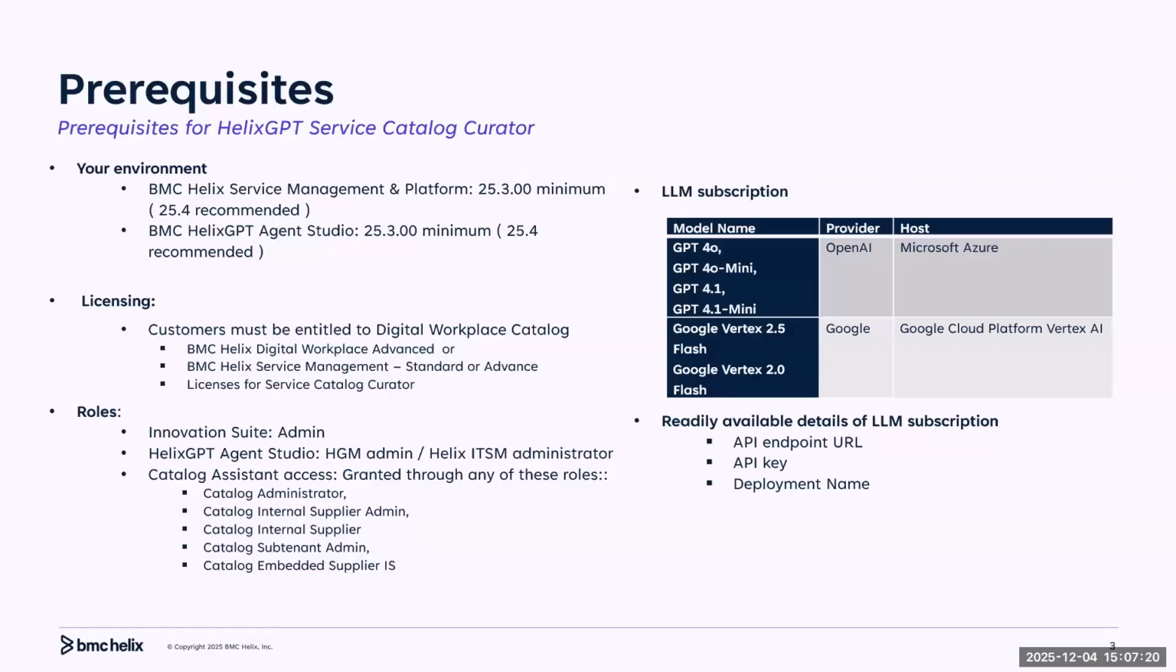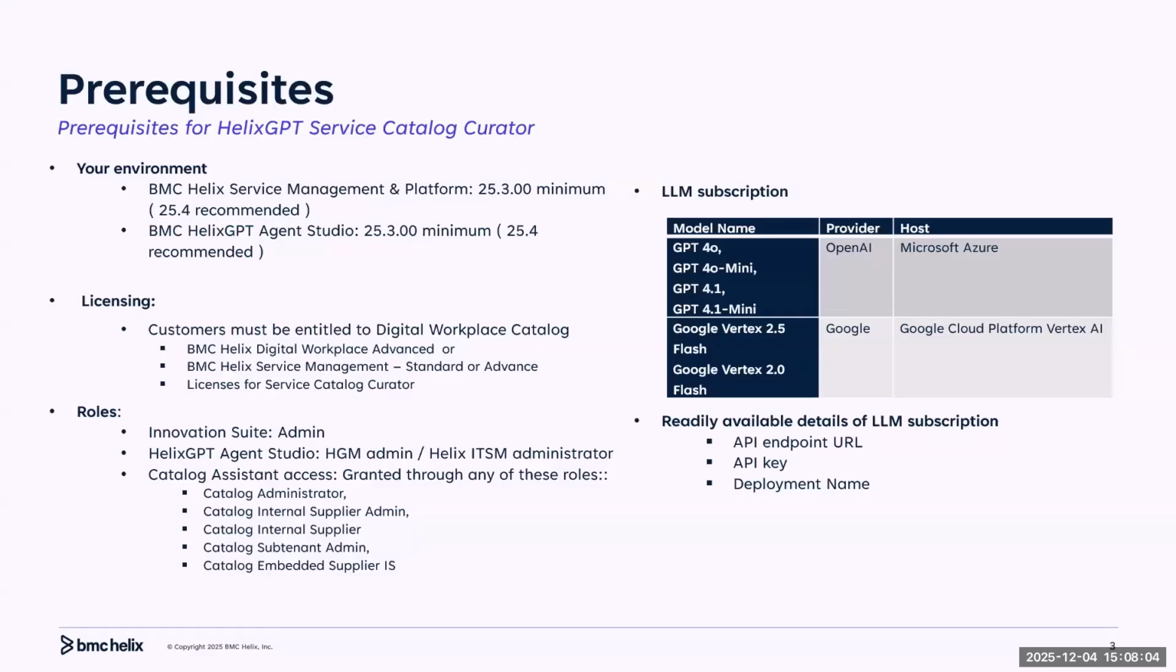If I speak about the licensing, customers, you need to have entitlements for a digital workplace catalog. That is included in Helix Digital Workplace Advanced, or if you have service, Helix Service Management Standard or Advanced, which are the new licenses at BMC. It covers the digital workplace catalog. But additionally, you need a license for the Service Catalog Curator. This license is automatically included in Service Management Advanced, but not in the others. If you are not sure whether your licenses are included or not, please speak with your account manager to clarify.